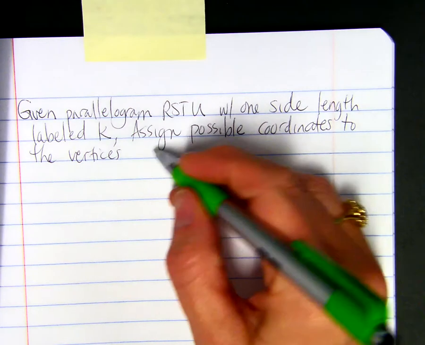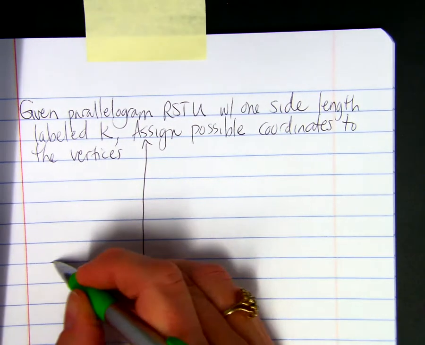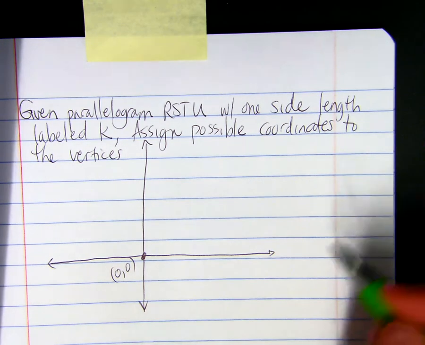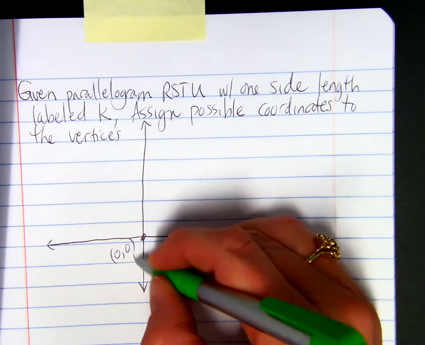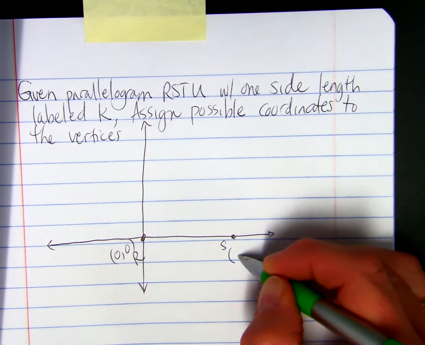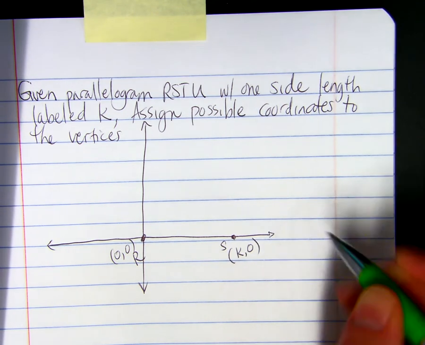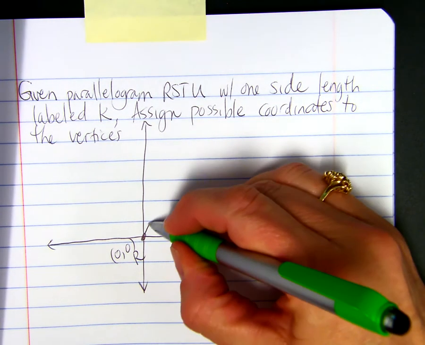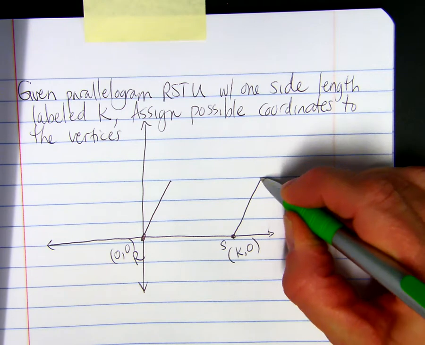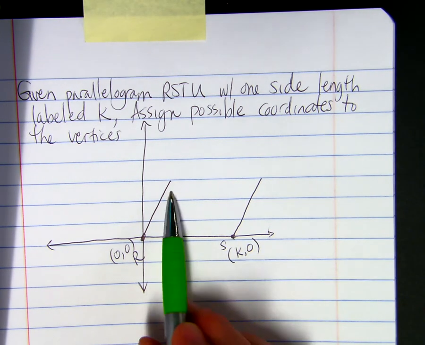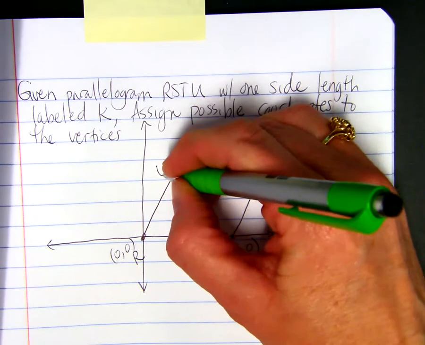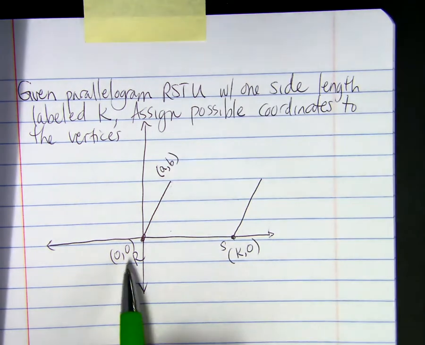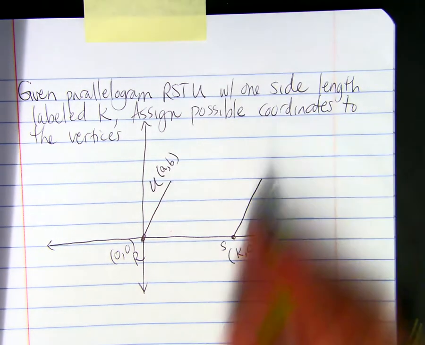So if we're doing a parallelogram, you can put one at the origin, which is what I highly recommend on these. And then we could call that one R, and then we could do S, K units over from the origin. Because it's a parallelogram, we can draw these the same length. So this is going to be some random point X. We're going to call that A and B. So that's RS, this one will be T, this one's U.